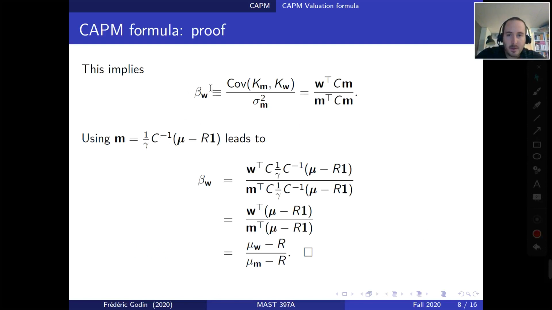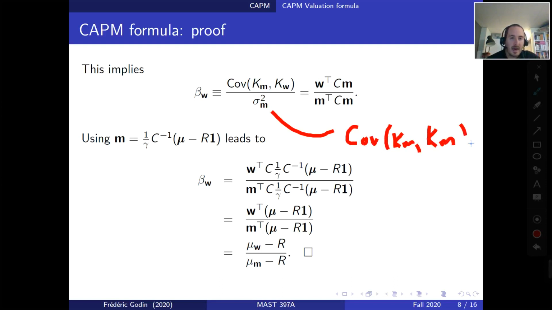the quantity beta we considered earlier, we defined it. So this is a definition, it's not something we prove. We define beta as the following quantity: the covariance between the market portfolio and the return of the portfolio W, divided by the variance of the return of the market portfolio. Here this denominator is equal to the covariance between R_m and R_m.